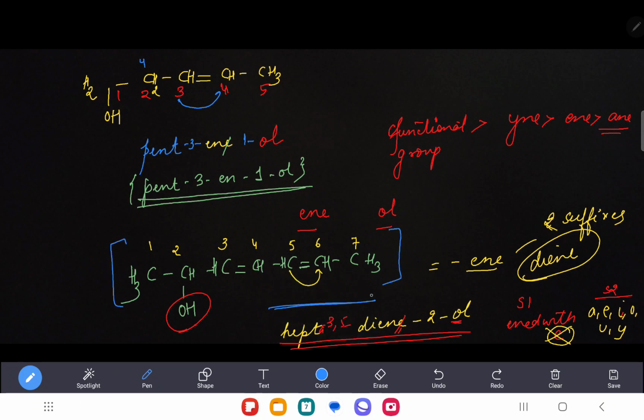Okay, so similarly, for example, I give you this structure. So we have the carbon chain and I have COOH. So basically, I am giving you this open chain structure.